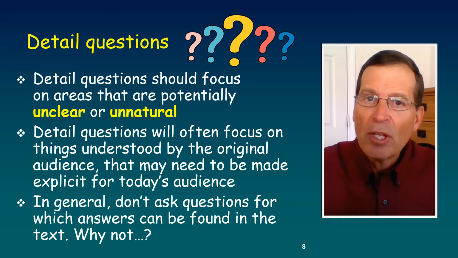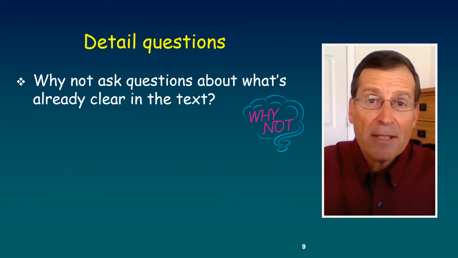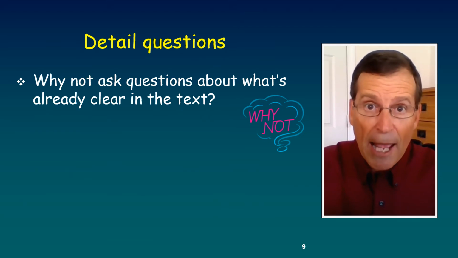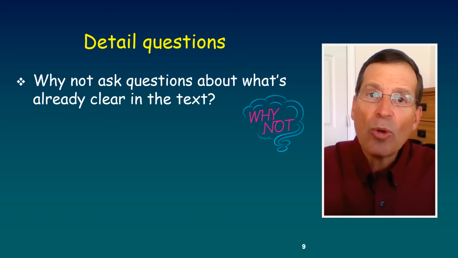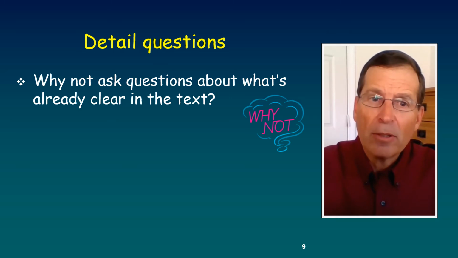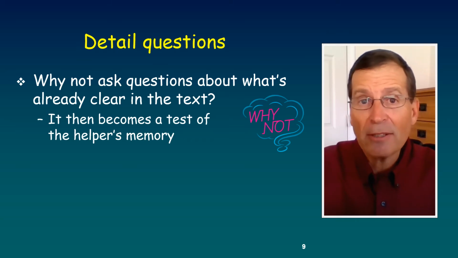Now, in general, don't ask detailed questions for which answers can already be found in the text. Why not? In the past, some trainers did teach that you should ask questions about details that were already in the text. Who, what, when, where. But why not? Why should we not ask questions about what's already clear in the text? Well, it then becomes more a test of the helper's memory instead of what is clear or not clear.